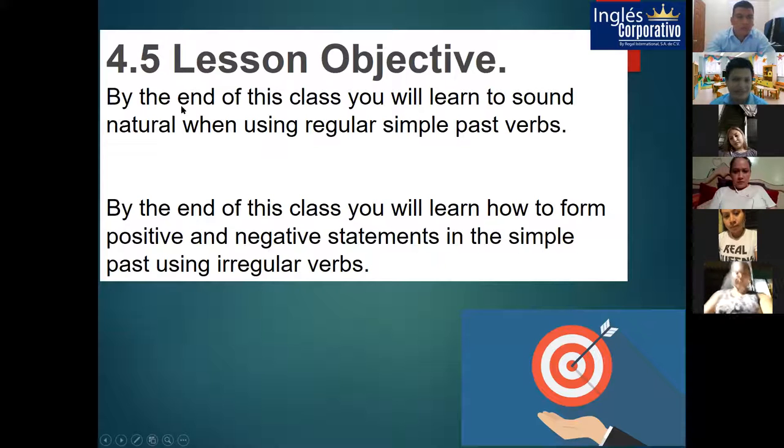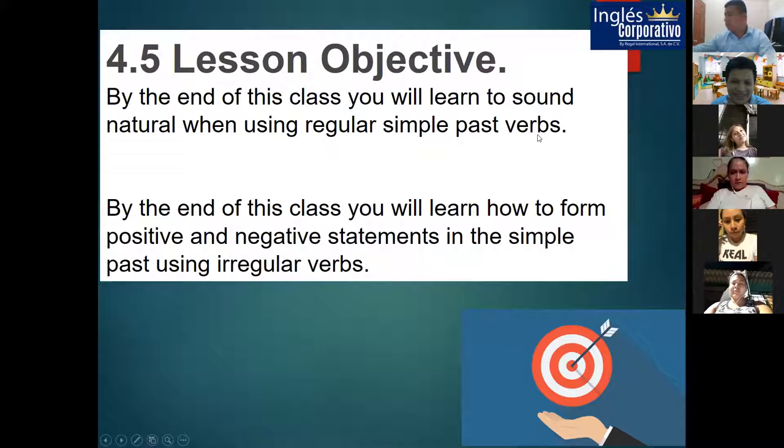By the end of this class, you will learn to sound natural when using regular simple past verbs. Okay, thank you. Amazing. Very good. The second one. Me, teacher. Okay, go ahead, Stephanie. By the end of this class, you will learn to use positive and negative simple statements with regular verbs. Okay, very nice, really good work.